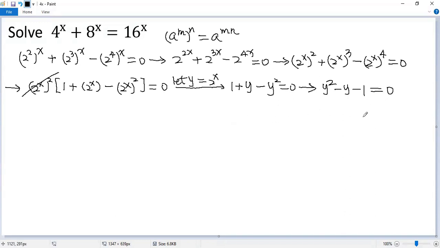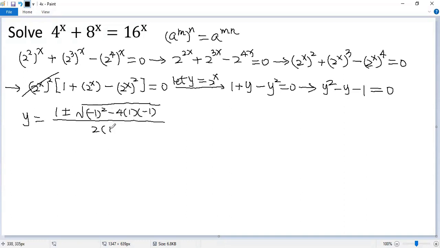Now we can use the quadratic formula to solve for y. So y equals -b, which is 1, plus minus the square root of -1 squared minus 4a, where a is 1 and c is -1, divided by 2 times a, 2 times 1. So we get 1 plus minus the square root of 1 plus 4, which is 5, divided by 2.